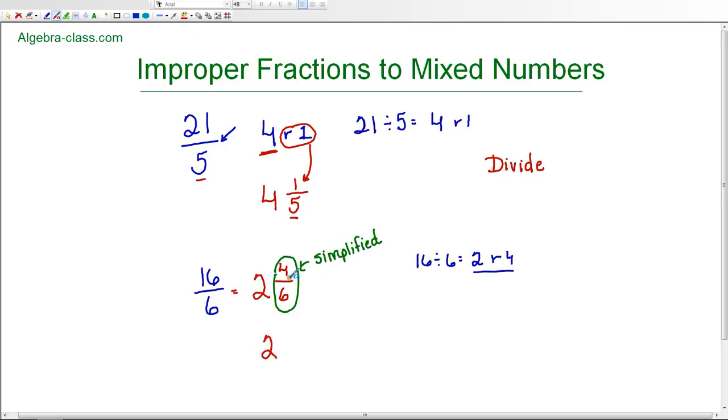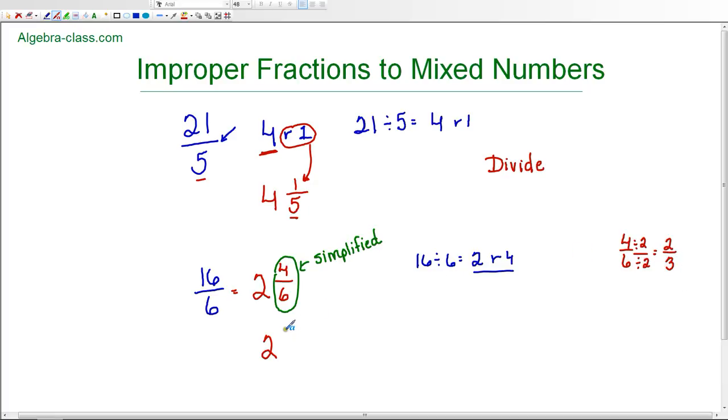Now we need to think about how we can simplify 4/6. What is the greatest common factor for 4 and 6? I'm going to do this off to the side here. So 4/6, the greatest common factor is 2. So I can divide the numerator and the denominator by 2. 4 divided by 2 is 2. 6 divided by 2 is 3.